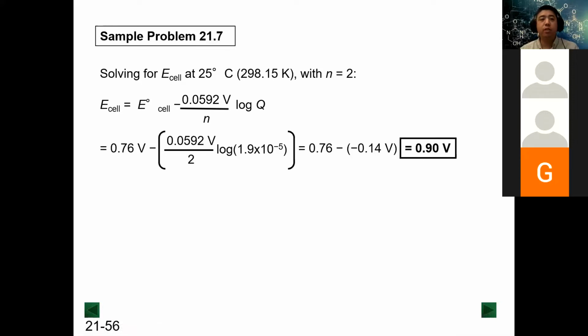I believe the one in the textbook gives you something like 0.8 volts, because they accounted the Q to be slightly different. But everything else works the exact same way. It's just that debate about the value of Q, because of the value of your H2 concentration. That's where this came from. If you take a look in your textbook at 21.7, you will see that there's that slight difference.